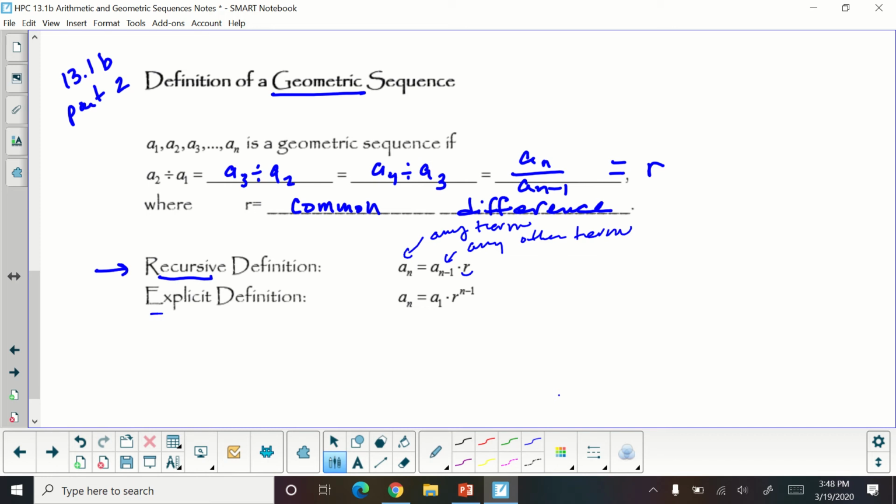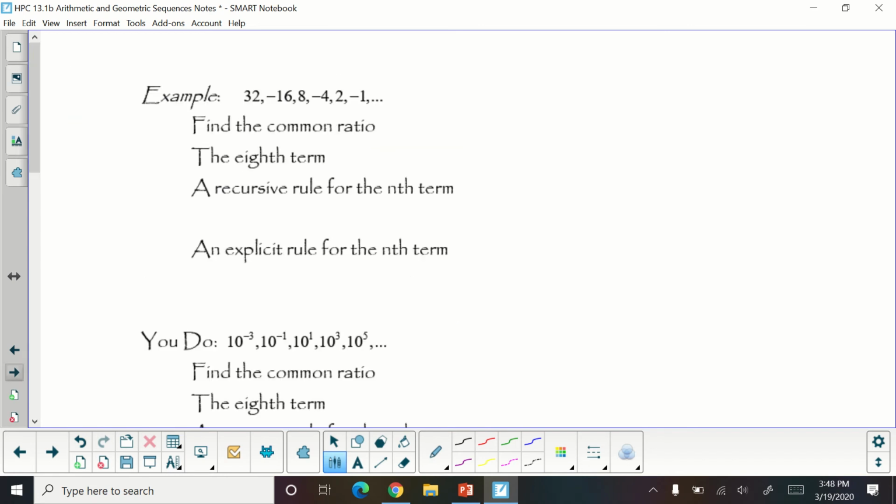Our explicit definition is going to allow us to find the value of any term without needing to know its previous term, and that is a sub n is equal to a sub 1 times our common difference raised to the n minus 1. So let's use those definitions, and we're going to start with this sequence.